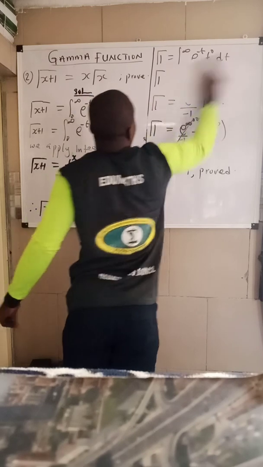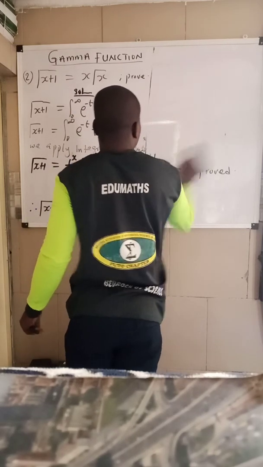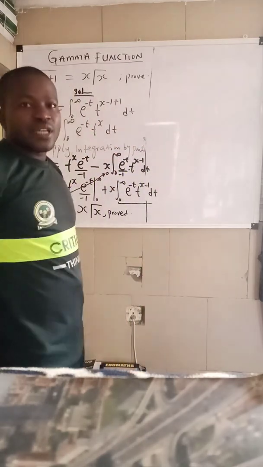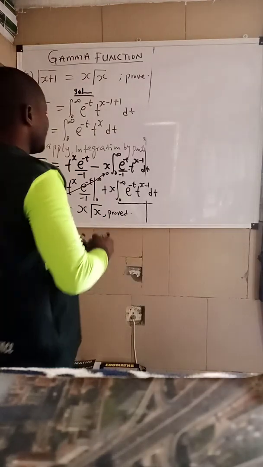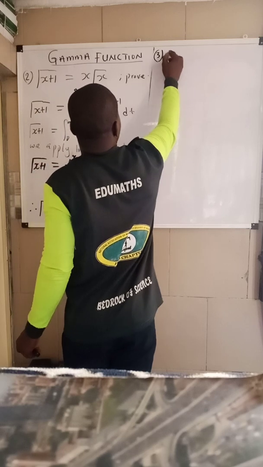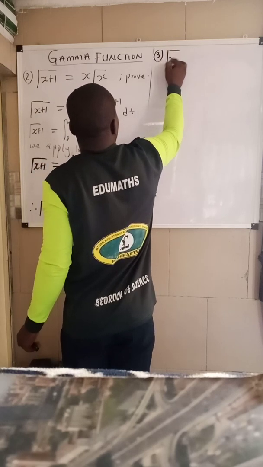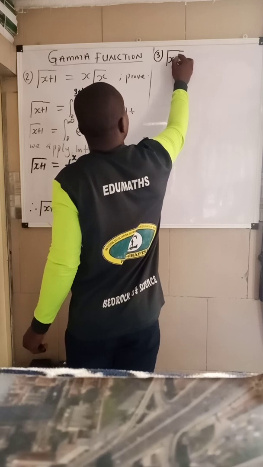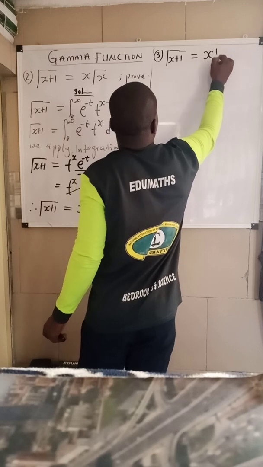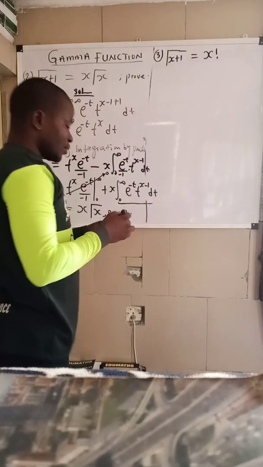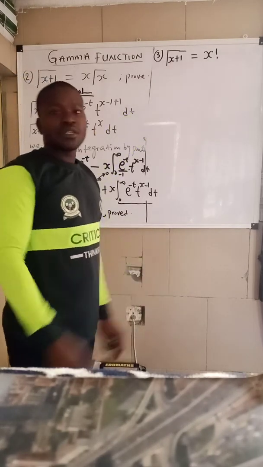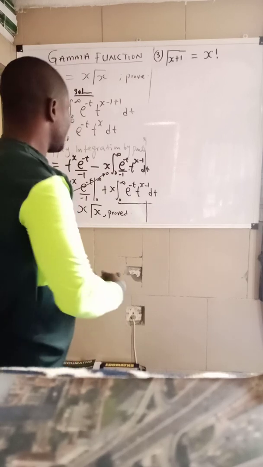Okay, now number 3, let us look at the third property. So number 3, we are going to prove that gamma of x plus 1 is equal to x factorial. We are going to prove that gamma of x plus 1 is equal to x factorial.